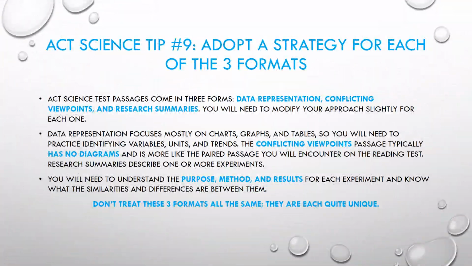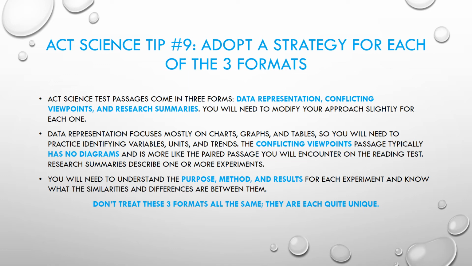Number 9, adopt a strategy for each of the 3 formats. So there's 3 forms. You have the data representation, you have conflicting viewpoints, and you have research summaries. You will need to modify your approach slightly for each one. So every time you have to do something a little bit different. Say, for instance, data is focusing on graphs and charts and tables, and you're going to need to be able to identify the variables, the units, maybe the trends.